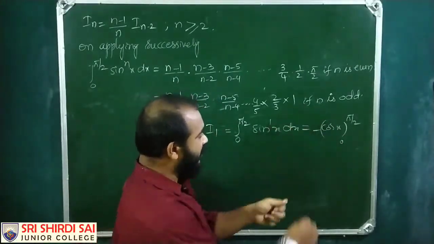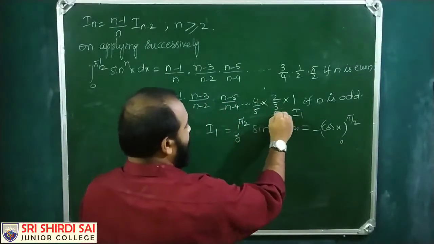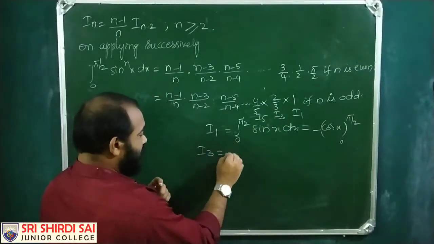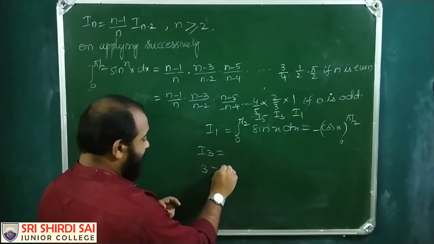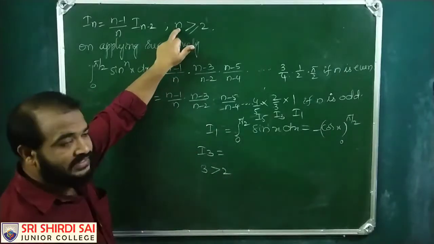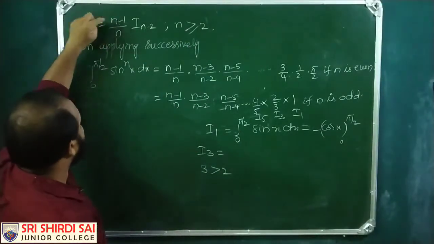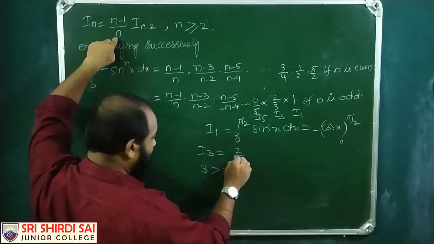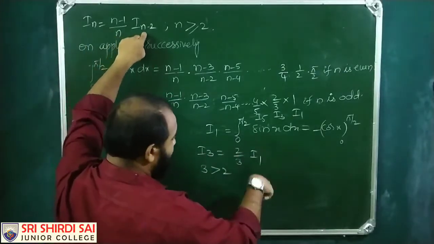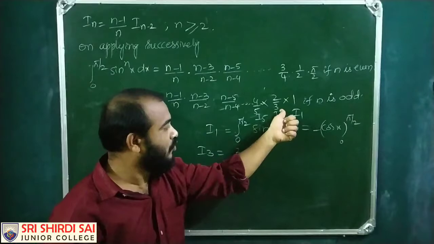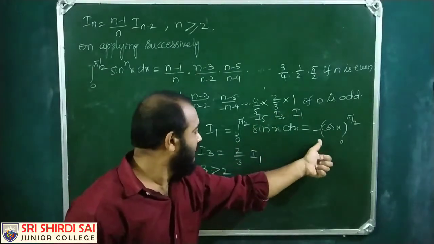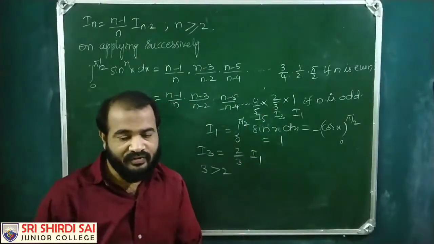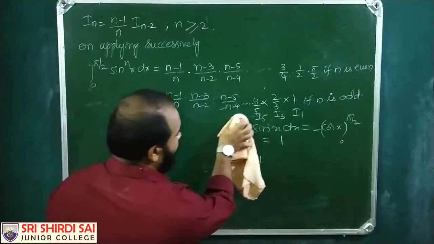So before this is I1, before this is I3, before this is I5. What is I3? Since 3 is greater than 2, we can use the formula. So n is 3 here. 3 minus 1 is 2, so 2 by 3 I(3 minus 2), which is I1. I1 value we have just got, so 1. So this is how we will derive the reduction formula.